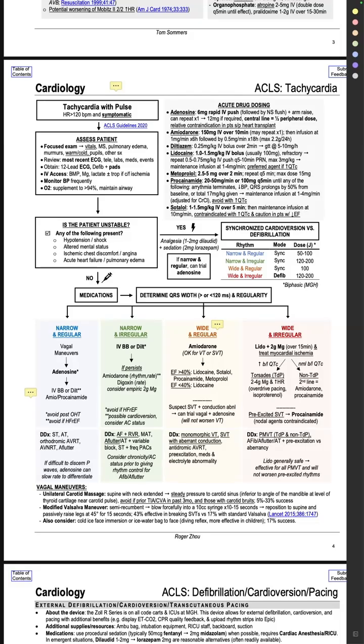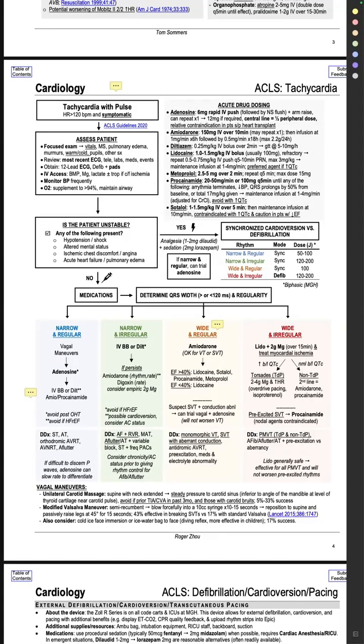And then the next one is wide and regular. The differential diagnosis for this is monomorphic ventricular tachycardia, SVT with aberrant conduction, and others. And if they're unstable, you want to do synchronized cardioversion. You do 100 joules. Then wide and irregular: these are typically atrial fibrillation and atrial flutter with aberrancy, or you have torsades or ventricular fibrillation. So for this one, you want to go ahead and defibrillate them and give 120 to 200 joules.